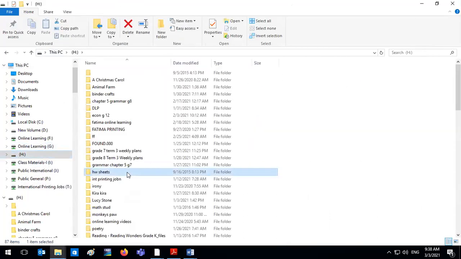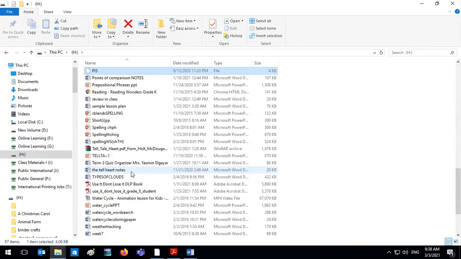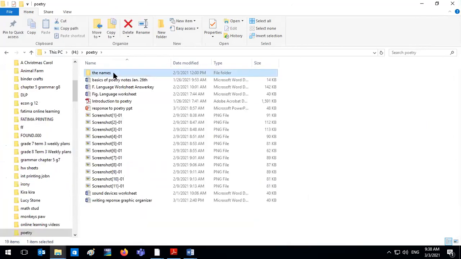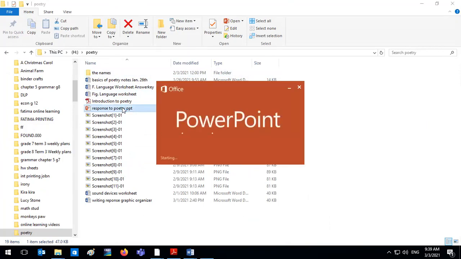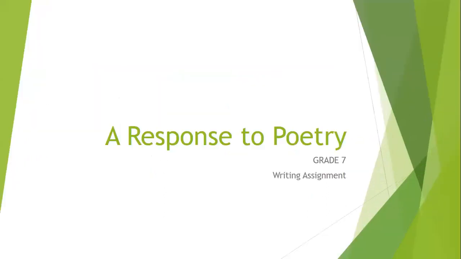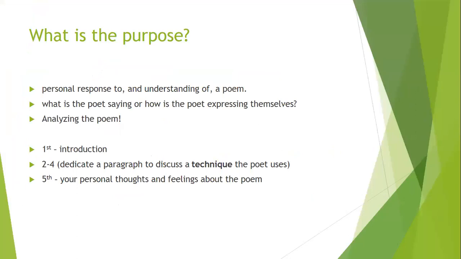Again, what we are writing is what we call a personal response essay. A personal response means basically that you're going to read a poem, which is "The Names." We read "The Names" together. And we're going to discuss, Ibrahim, what techniques the poet uses in the poem. In this personal response, it's going to be 5 paragraphs: your introduction, and then a body, which is from second to fourth paragraph, and then finally a conclusion paragraph.